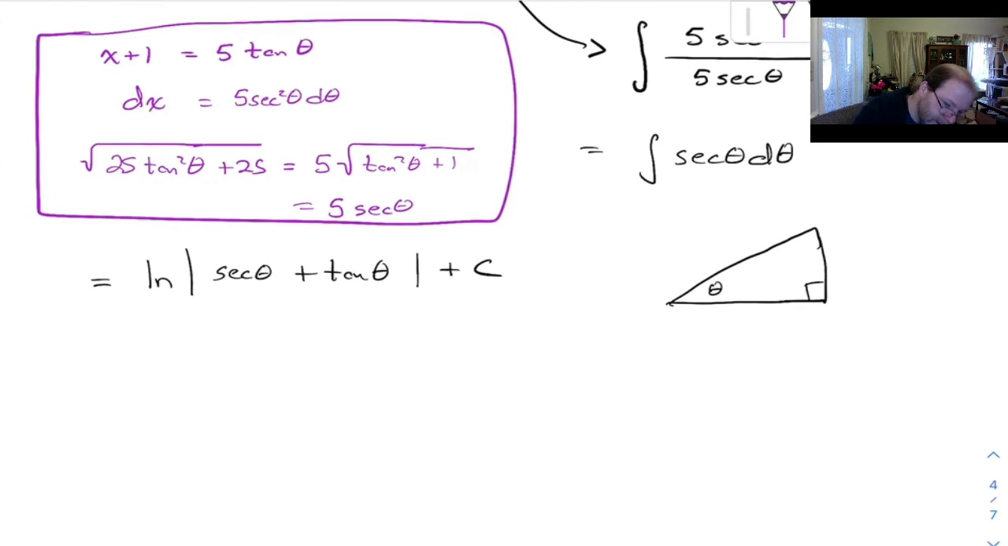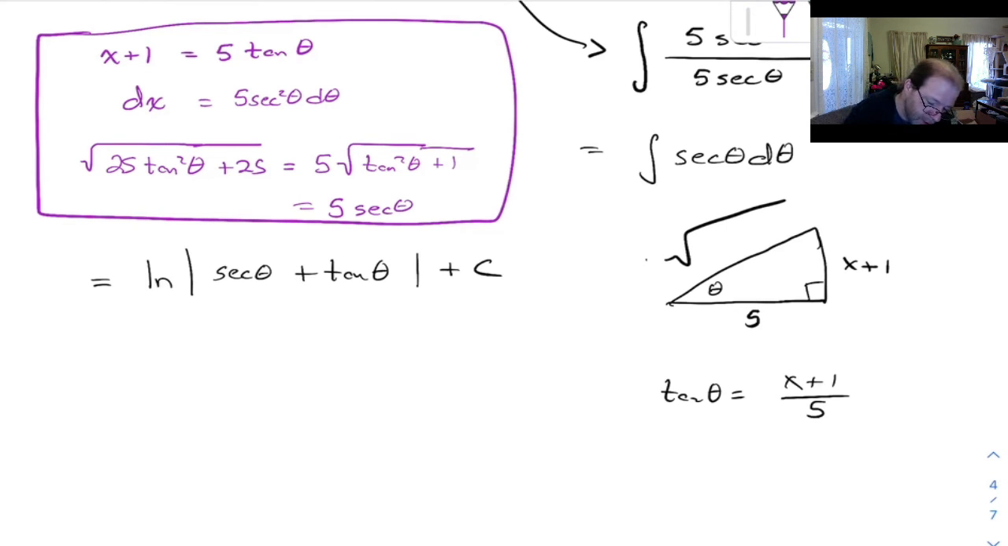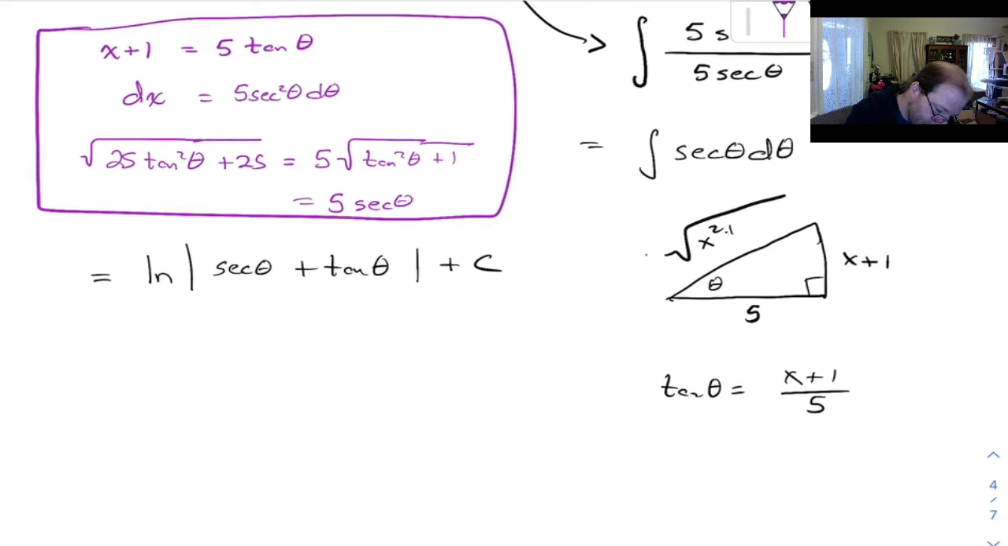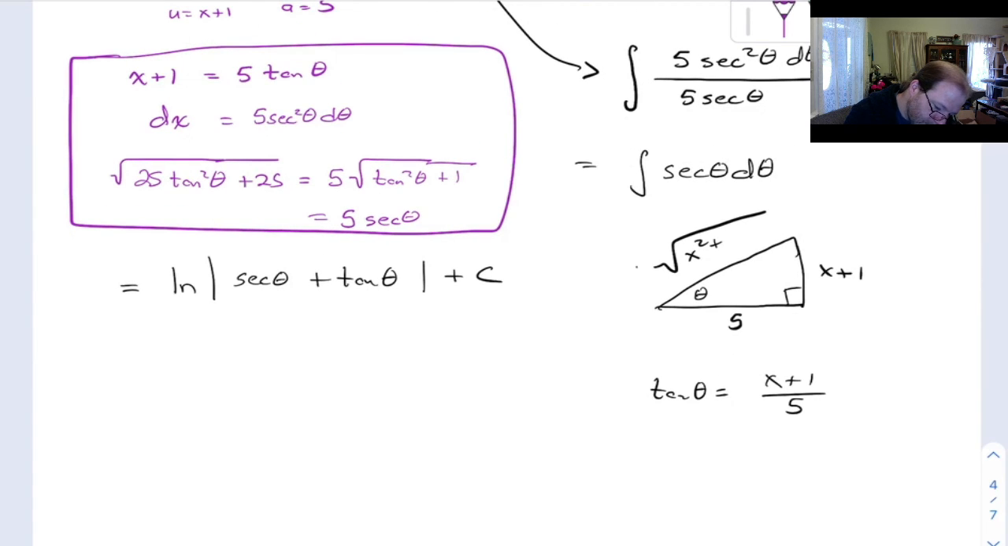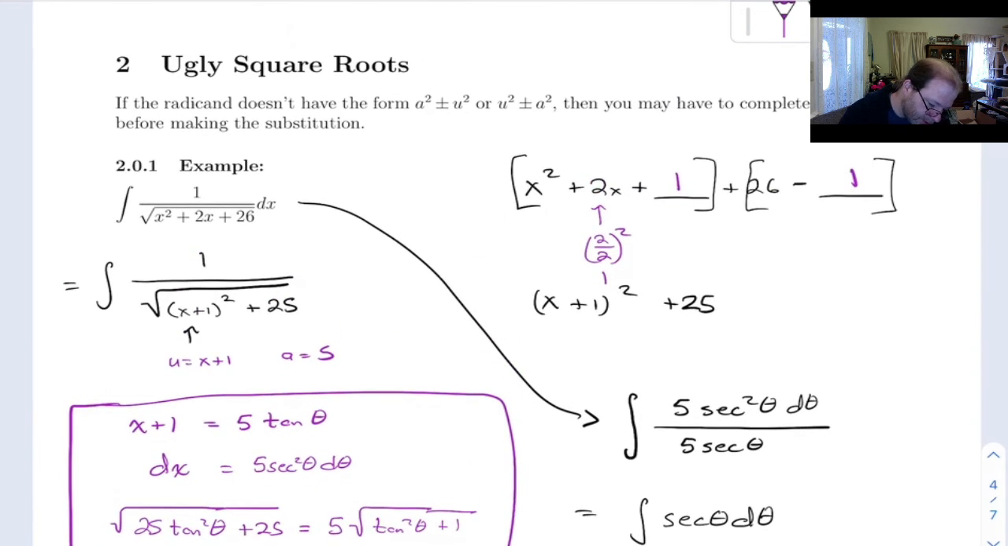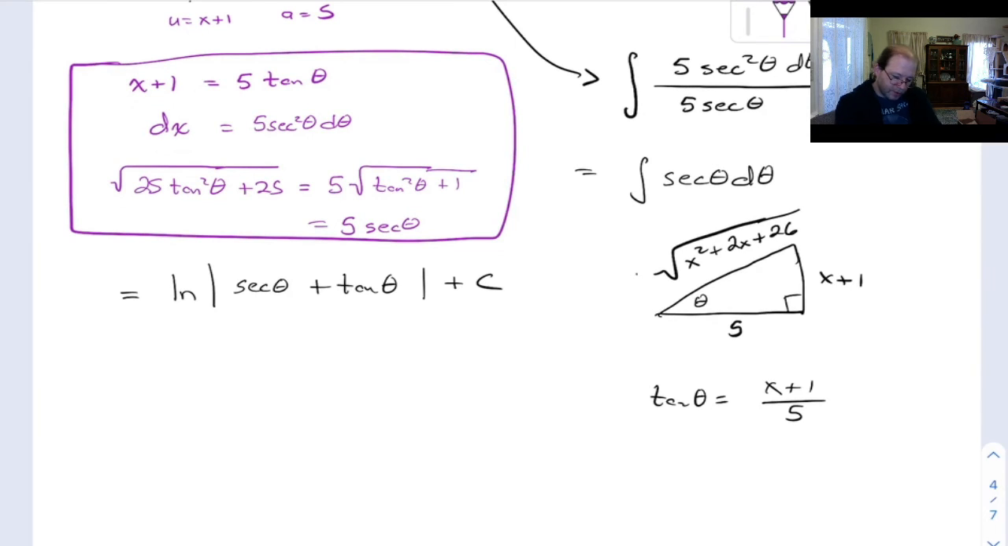Let's see, tan theta is x plus 1 over 5. So that's opposite over adjacent. And that makes this side over here the square root of x plus 1 squared plus 5 squared. So that's going to be x squared plus 2x plus 26, which again is exactly the thing we started with. All right, so we've got tan. Let's see, what is secant?